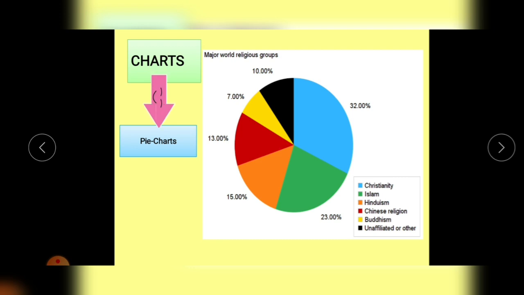And which one do you think is the smallest pie here? Yes, you are right. It's the yellow colored slice standing at 7%, representing Buddhism.